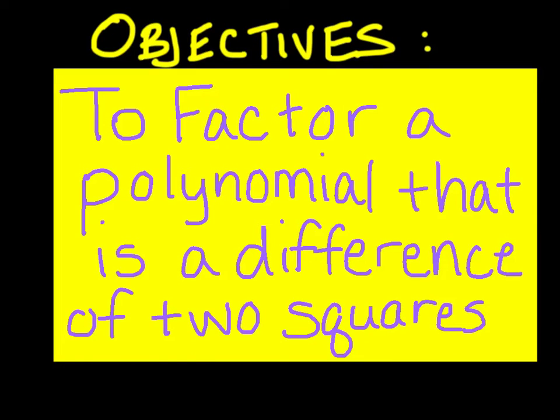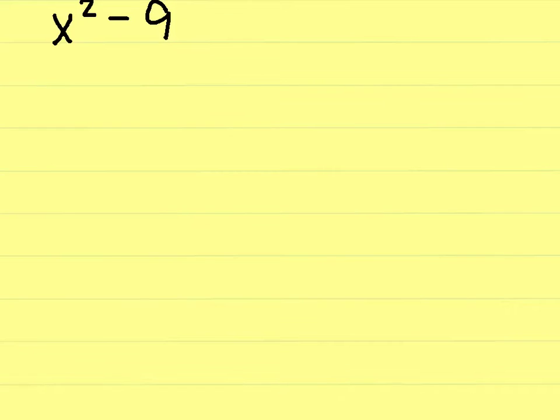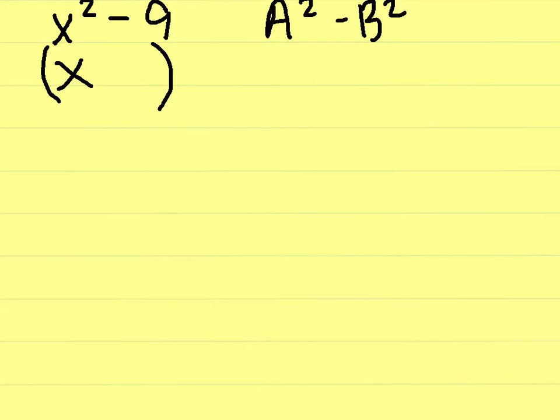Today's objective is to factor a polynomial that is a difference of two squares. So we have x squared minus 9. It's also the same thing as saying a squared minus b squared. So what's the square root of x squared? X. Okay, so we're going to have two quantities, and they're both going to start with x.